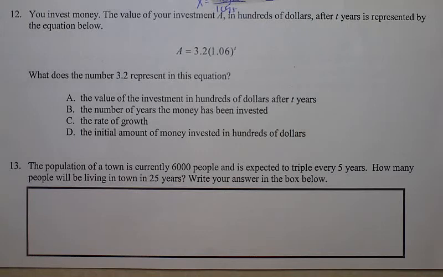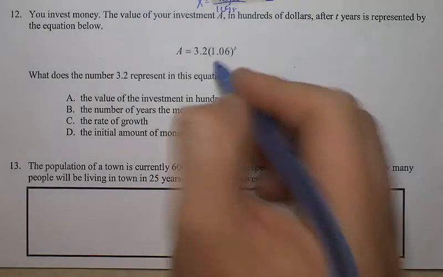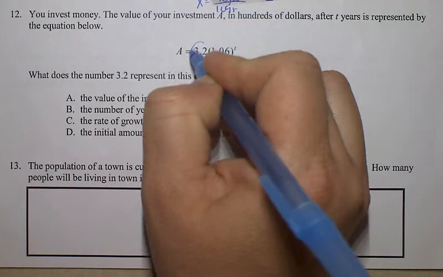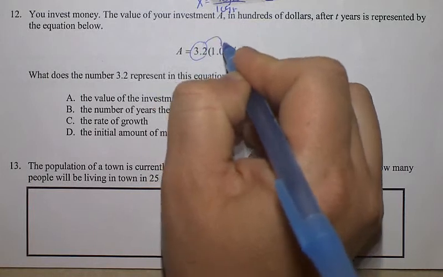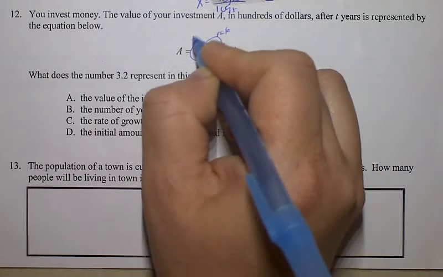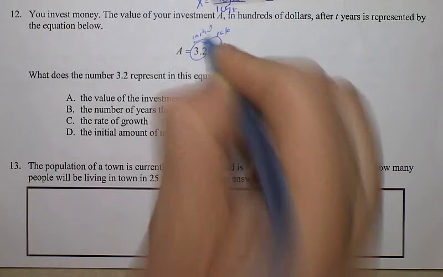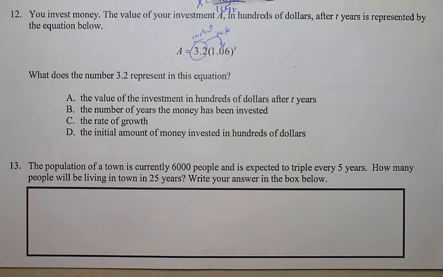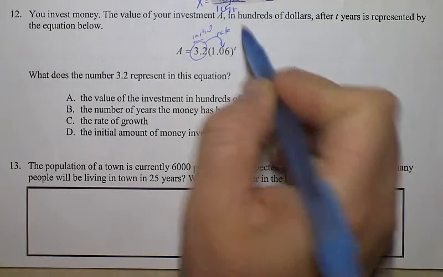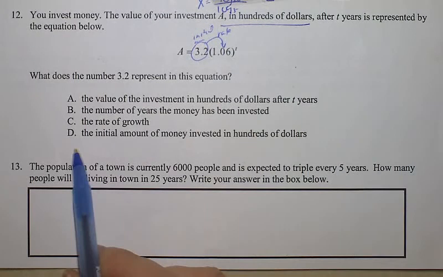You invest money, the value of your investment A, in hundreds of dollars after T years is represented by the following equation. What does 3.2 mean? Remember, just like we've done, this is your initial amount and this is your rate. So 3.2, what does that mean? $3.20? It's your initial, but it has to be in hundreds of dollars. So it's your initial amount invested in hundreds of dollars.